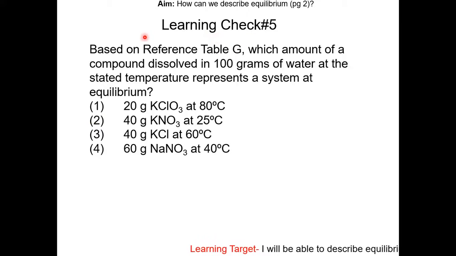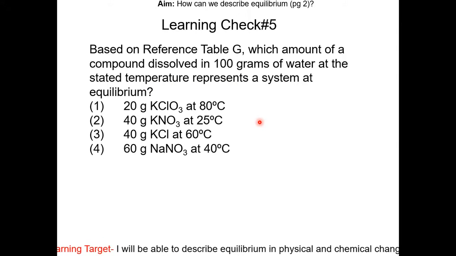Learning check number 5. Based on reference table G, which amount of compound dissolved in 100 grams of water at the stated temperature represents a system at equilibrium? Pause the video and resume as completed. So you're looking for a saturated solution, which is on the line. The answer is choice 2.